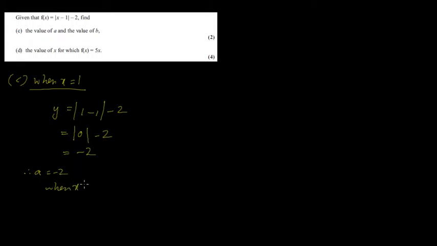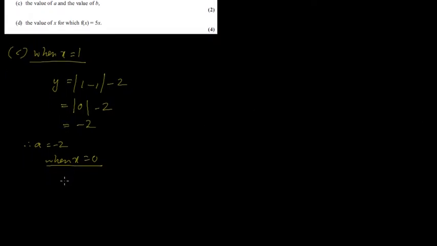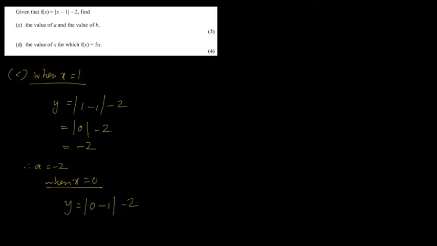Next, when x equals 0, remember y-axis, x equals 0. So here what's going to happen? y equals 0 minus 1 minus 2. So instead of x, I'm putting 0 here. So 0 minus 1 minus 2. So absolute value of minus 1 is going to be 1.